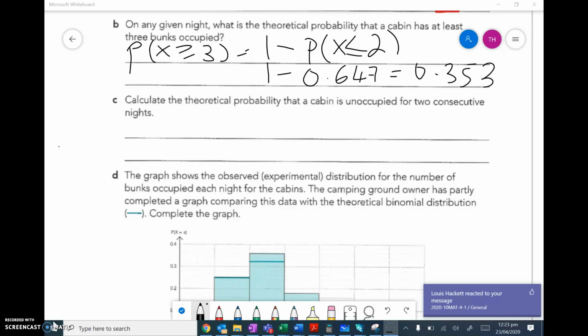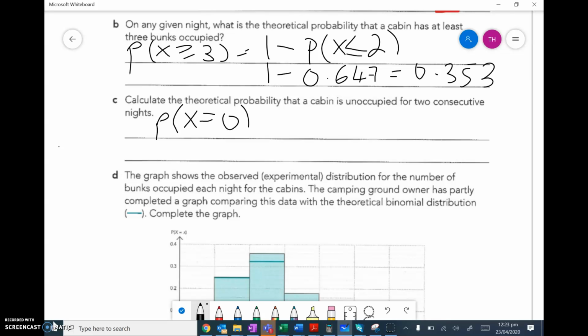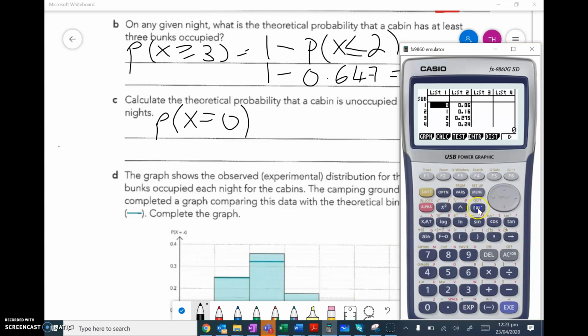Okay, this one says calculate the theoretical probability that a cabin is unoccupied for 2 consecutive nights. So unoccupied means that the probability that 0 bunks are occupied. So my x is equal to 0. Because it's equal to, I need to go into BPD. I'm looking for 0. Still 6 bunks, still probability 0.35. 0.0754.